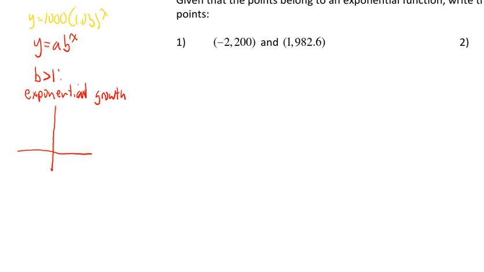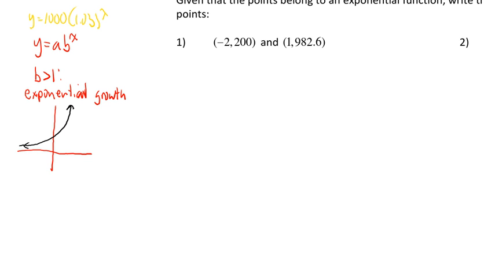It can never hit the x-axis. No power of a positive number can be anything but positive. A positive number to a power is always a positive number, so you can't get down to 0. You can get really, really close to 0. The x-axis is a horizontal asymptote for a standard exponential function, but if you read it left to right, it grows faster and faster and faster.